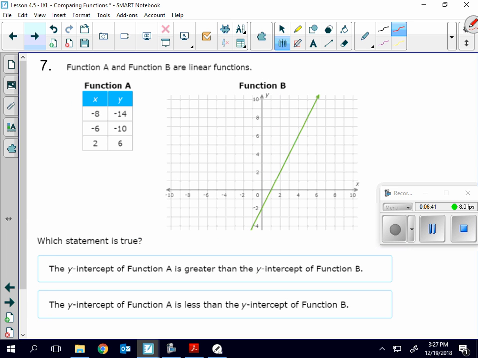Okay, which statement is true? Again, we're comparing the y-intercept again. So what's the y-intercept from the table? This is the hardest one, okay, when you have a table. You need to find the slope first.